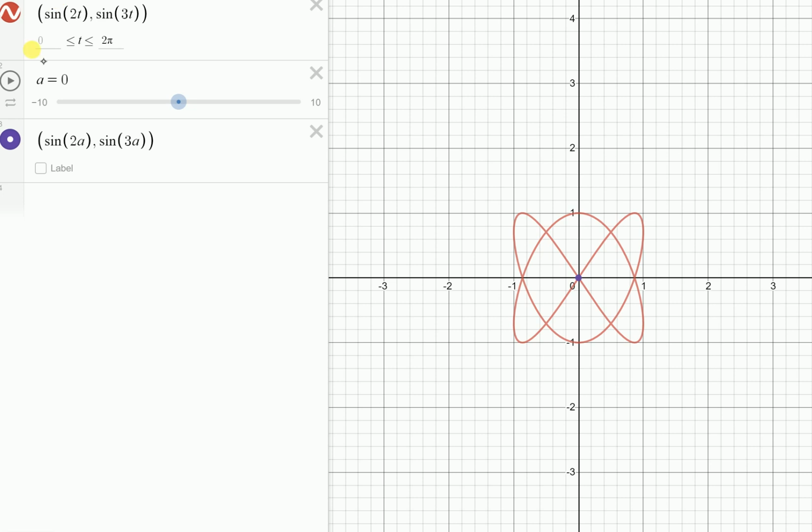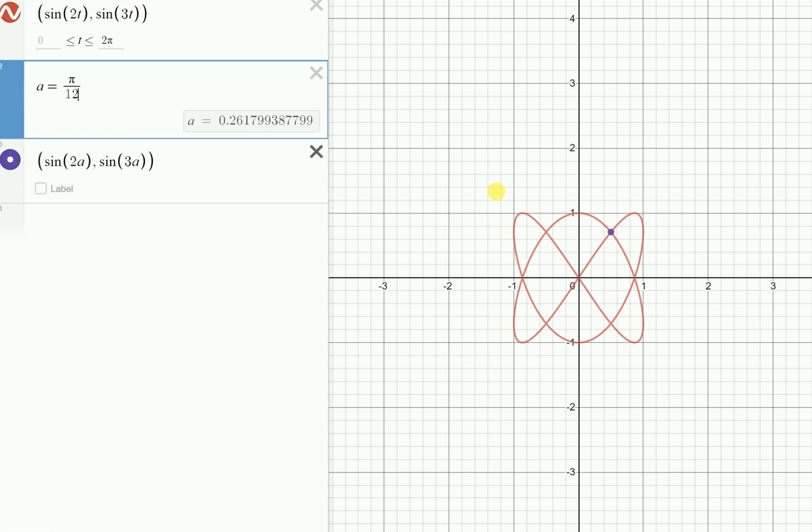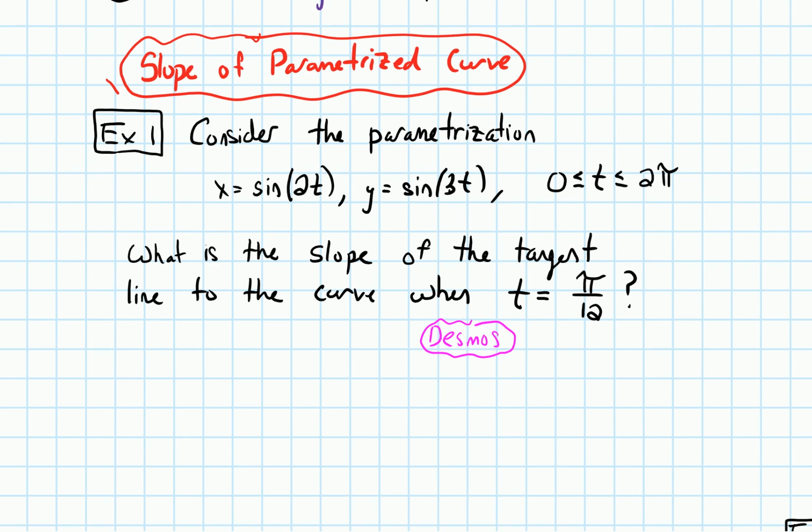But what if I change that a value and make it get a little bit bigger? That means I'm changing the t to get bigger. As we do that, we start to traverse along the curve in this direction. Okay, so let me bring it back to where 0 was. And now let's enter our value that we care about, which is pi over 12. So that's where we are at pi over 12 on the graph, and I want to get that tangent line. So let's go back to our work.